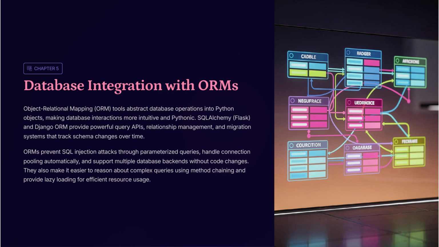Object relational mapping tools like SQLAlchemy and Django transform database operations into Python objects, enhancing intuitiveness. They offer robust query application programming interfaces, manage relationships, and track schema changes. Object relational mappings prevent structured query language injection with parameterized queries, handle connection pooling, and support multiple databases seamlessly. They simplify complex queries with method chaining and optimize resource usage through lazy loading.